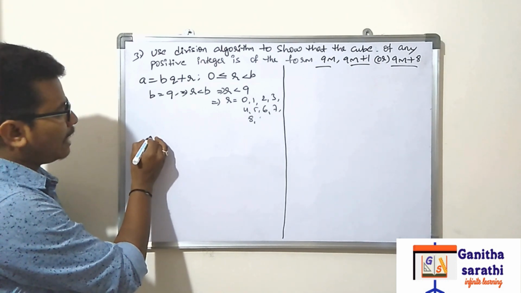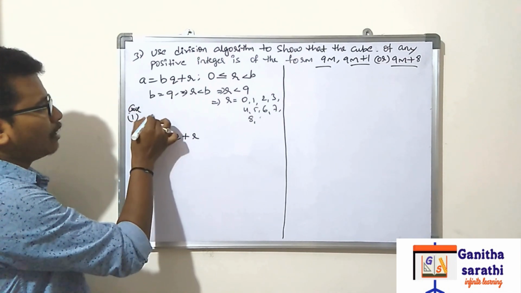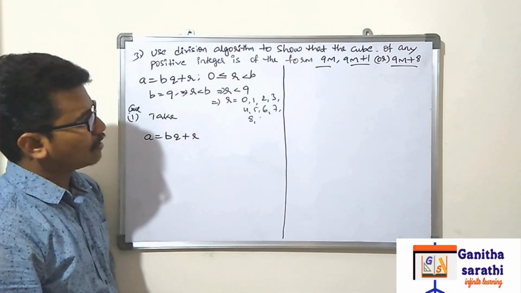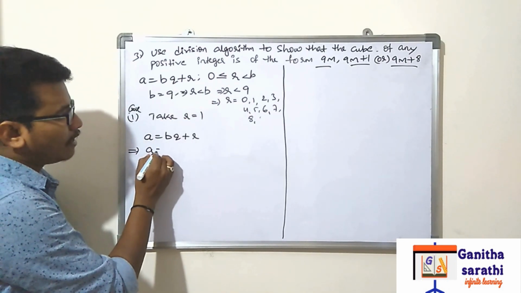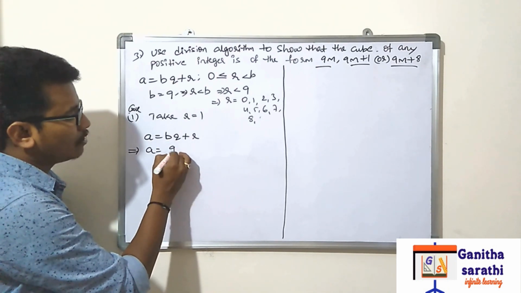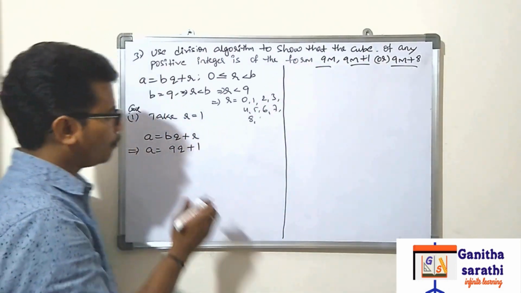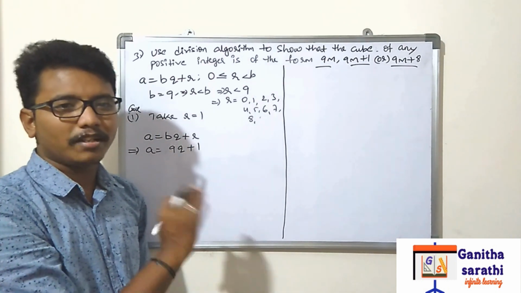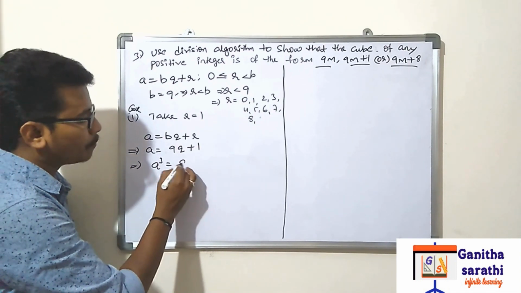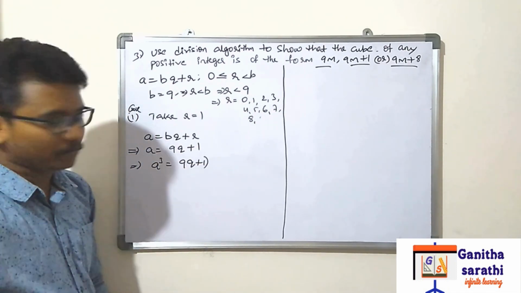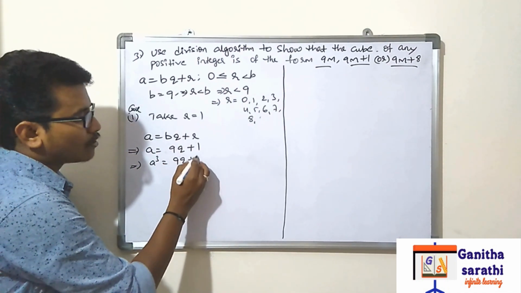Now see, a is equal to bq plus r. Case 1: take r is equal to 1. Then a is equal to, the b value is 9, so 9q plus 1. Okay, now what do we have to do here? We have to do the cube, right? In the previous problem, for square, we did squaring on both sides. Now for cube, we do cubing on both sides. a cube is equal to (9q plus 1) whole cube.